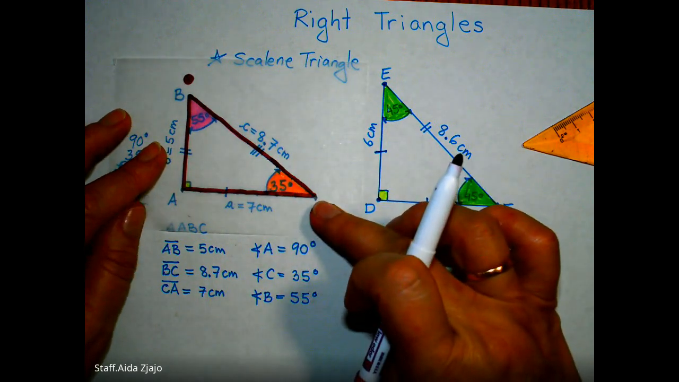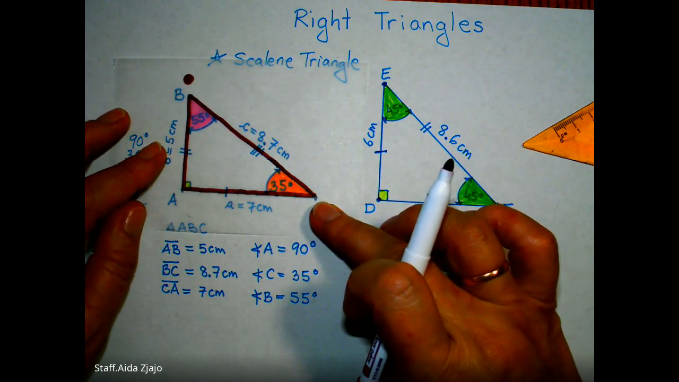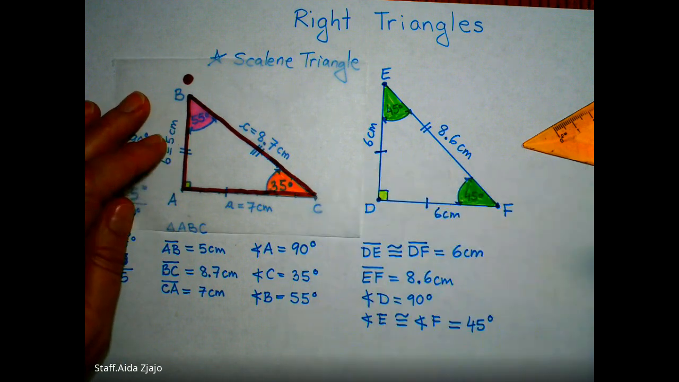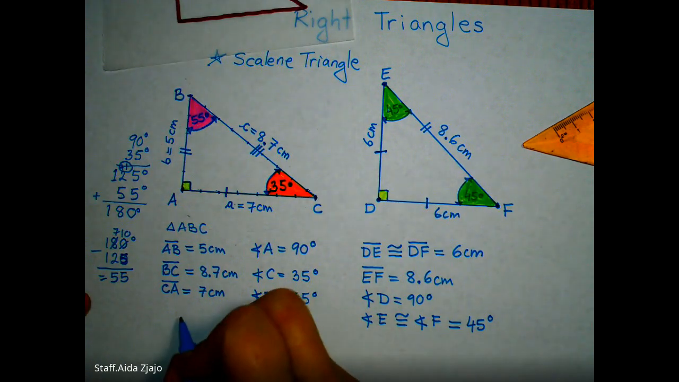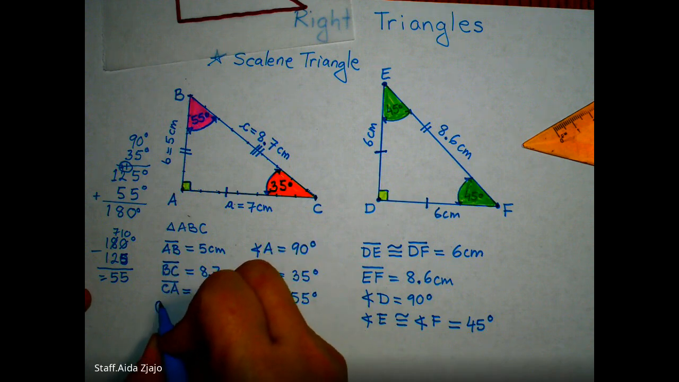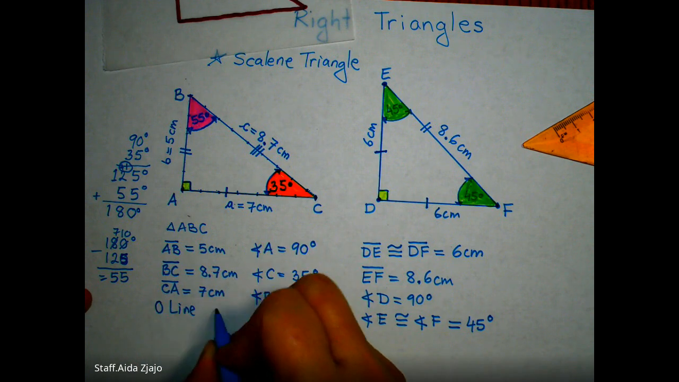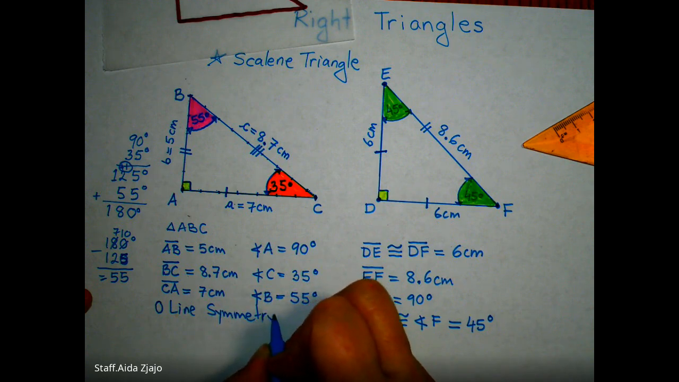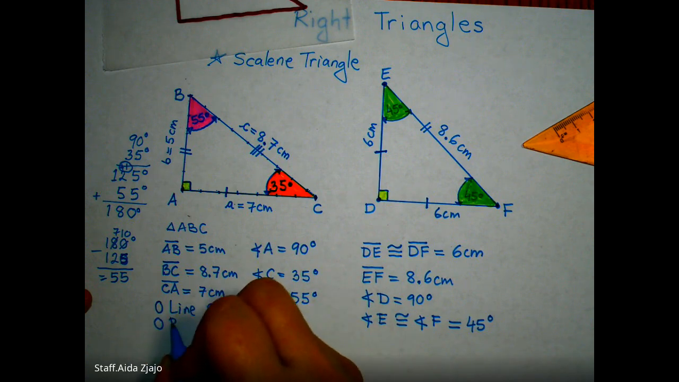And so we can say that this scalene right triangle does not have rotational symmetry. So it has zero line symmetry and zero rotational symmetry.